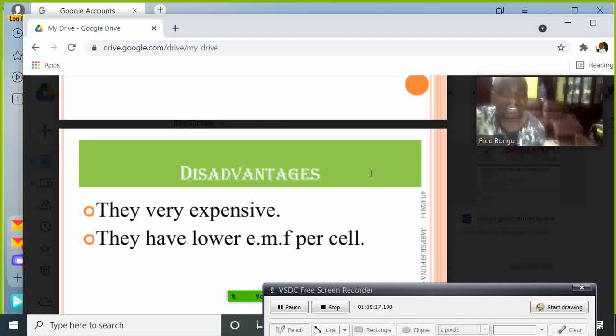Some buses that have a heavy charging system are using up to 24. They have two batteries, 12 and 12. Others 24, 24, 48 volts. Meaning, how many phone cells are you going to carry to have the same? At 3 volts, you need 24 cells, or 8 cells, against just one 12-volt battery. So they give you lower EMF, and again they are very expensive.